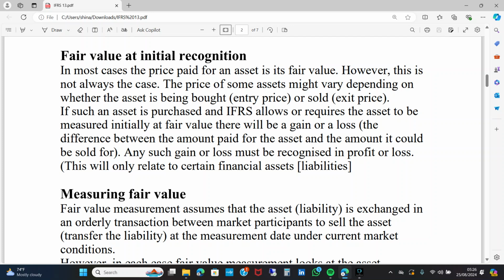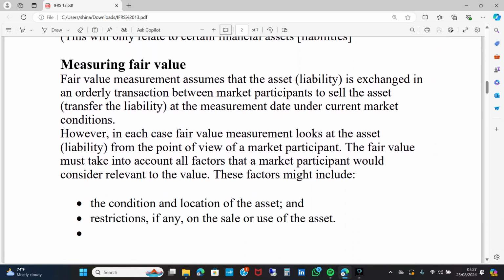Don't worry, we're still going to look at practical examples of this when we start looking at some other standards in detail, like financial instruments and lease. We'll look at how it is possible to have gain or loss on initial recognition. All right, great. Now let's look at how we measure fair value in our financial statements. Fair value measurement assumes that the asset or liability is exchanged in an orderly transaction between market participants to sell the asset or transfer the liability under current market conditions.